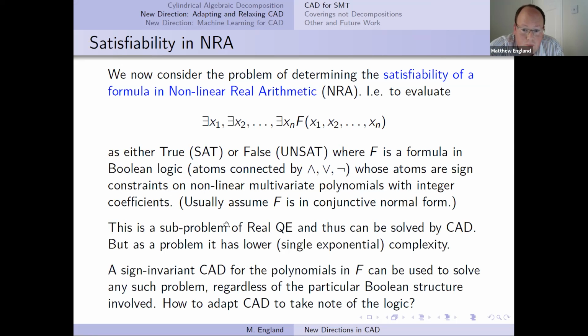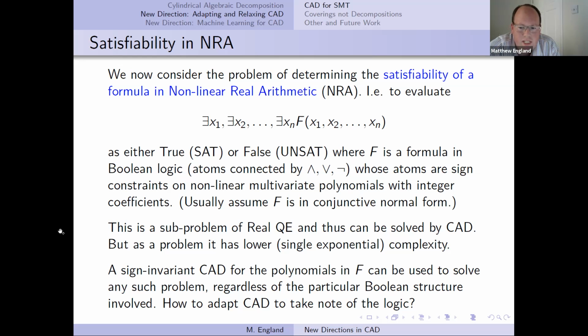So this problem is a sub-problem of real QE. It's basically real quantifier elimination where all the quantifiers are existential and every variable is quantified. And so in theory, it can be solved by CAD, but we've already noticed CAD is expensive, and also this problem has a lower theoretical complexity than the QE problem. This should only be a singly exponential problem to solve. So yes, we could build a sign invariant CAD for the polynomials that are involved in the formula, and that would allow us to solve this problem. But it's expensive, and it's expensive because it encodes a lot more information than we really need here.